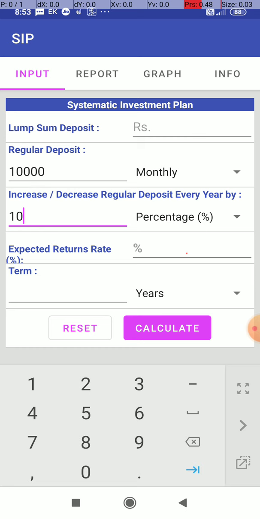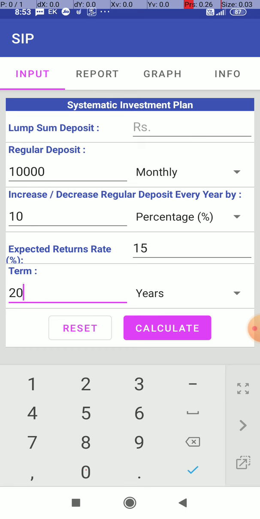Now let us assume the expected rate of return on the systematic investment plan is 15%. Now you may say that 15% is too high. It is not too high. There are some schemes and some securities in which you can get 15% per year. If you are able to find such a scheme, then you can definitely achieve this target of this plan. Since you want to retire in 20 years, you will do all this process for 20 years. So the term I am putting 20 years.